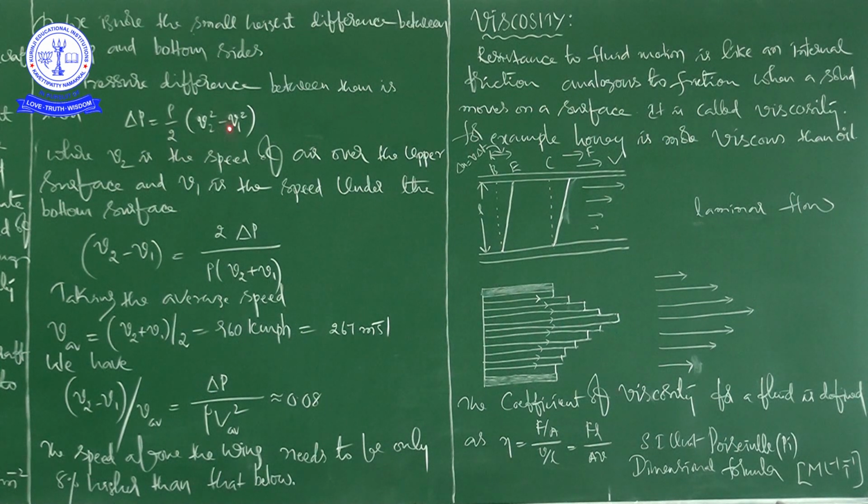The first one is regarding the pressure difference, ΔP is equal to ρ/2 × (V2² − V1²). The second step, V2 − V1 is equal to 2ΔP divided by ρ(V2 + V1). And then V average is equal to (V2 + V1)/2, that is equal to 960 kilometers per hour, that is equal to 267 meters per second. Finally, if you take the ratio of V2 − V1 to V average, we get approximately 0.08. Based on that, you can conclude the speed above the wing needs to be only 8% higher than that below.